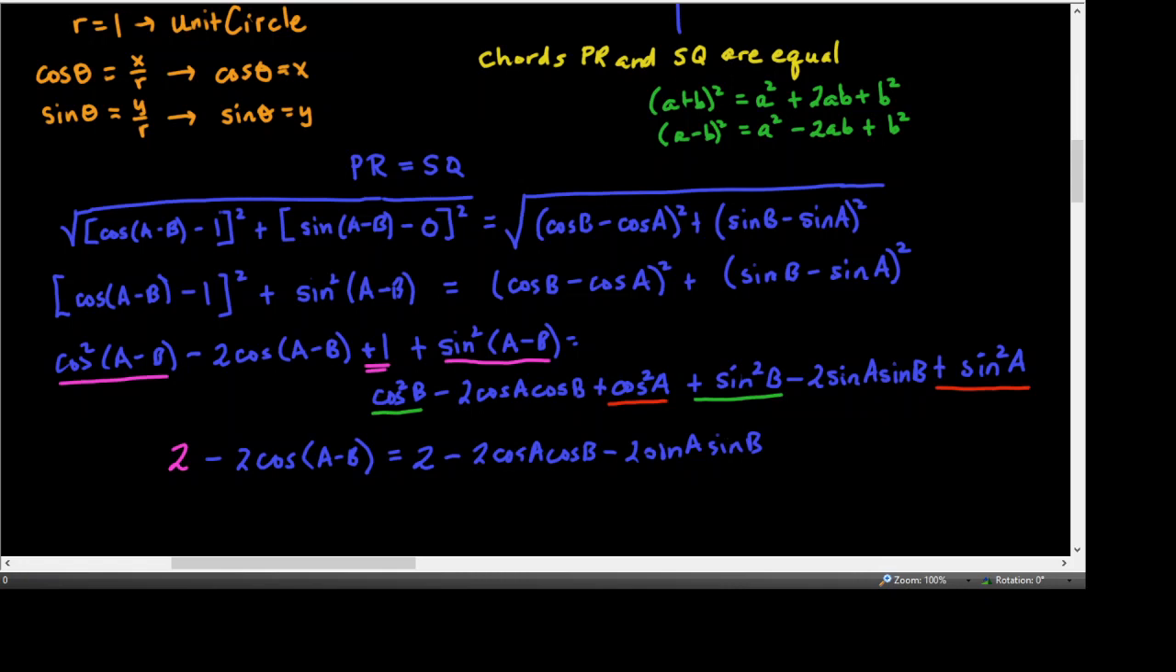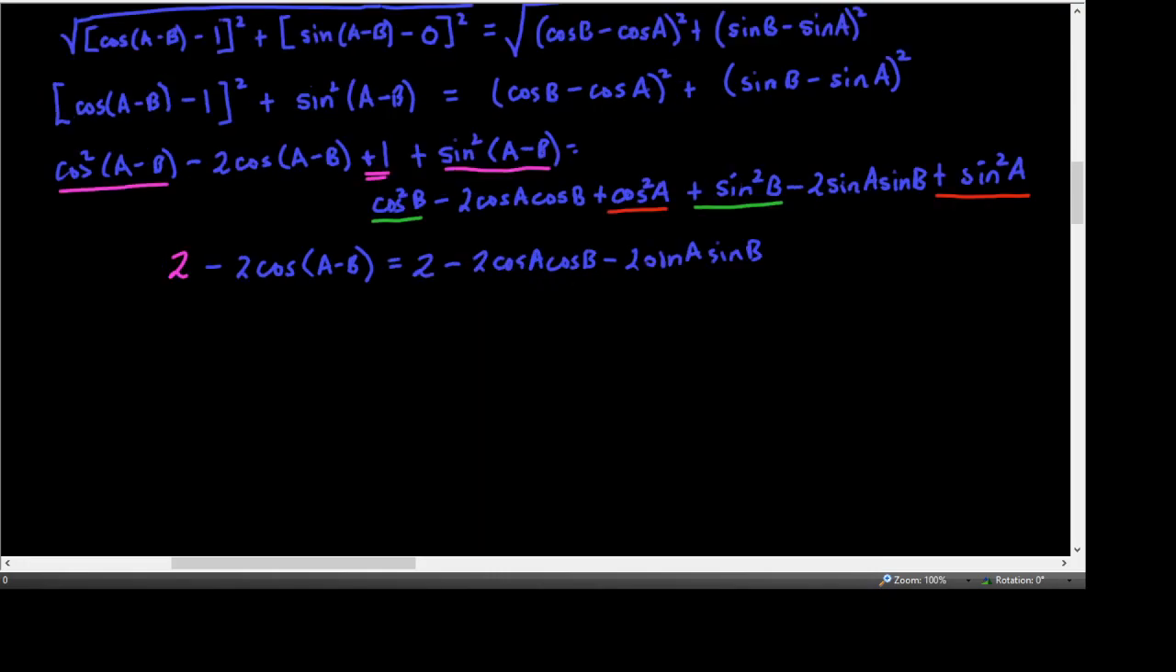All right. So one thing I see is that I have 2 on both sides, so I'm going to subtract 2 from both sides, leaving negative 2 cosine of (a - b) equals, and that first 2 is gone, negative 2 cosine A cosine B minus 2 sine A sine B.